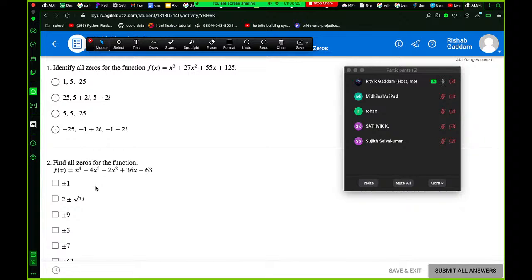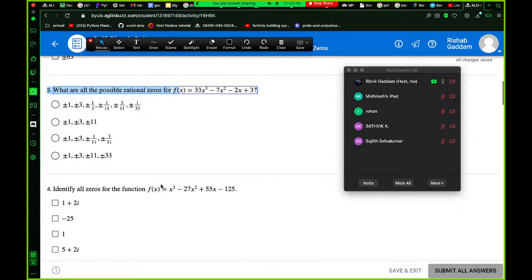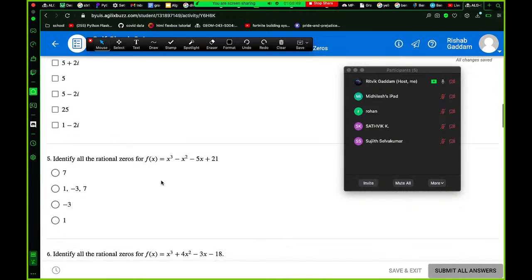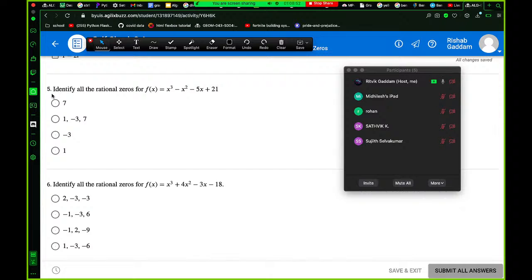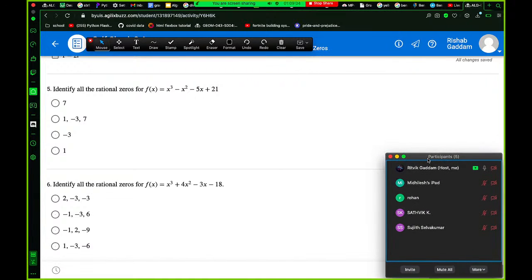So it says identify all zeros for the function. So it's asking us to find the imaginary zeros, which, to be honest, I don't know how to find. So let's just skip those and let's find the zeros for this function right here. So does anybody, if you want to do this one, then raise your hand in the participants list.